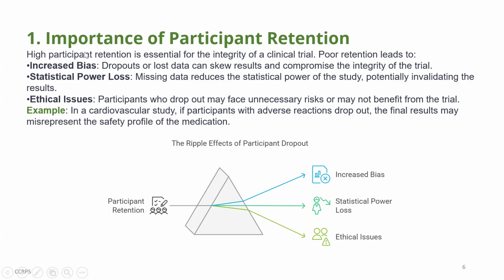Now, poor retention leads to increased bias, the exact opposite. Dropouts or lost data can skew results and compromise the integrity of the trial. Statistical power loss: missing data reduces the statistical power of the study, potentially invalidating the results. Ethical issues: participants who drop out may face unnecessary risks or may not benefit from the trial.